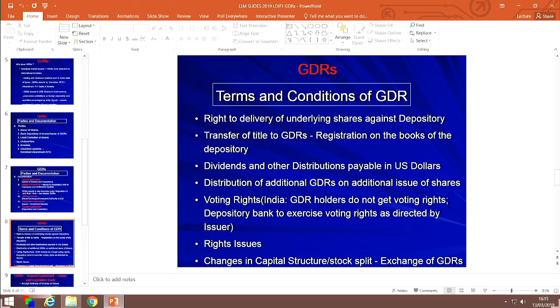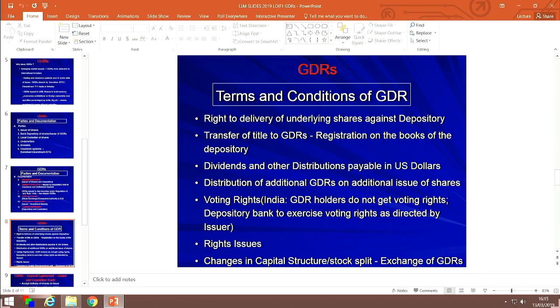We'll talk about how that happens, because obviously somebody has got to convert the local currency dividend distribution or capital distribution into US dollars, and that somebody, to preempt the question, is the bank depository. It is subject to an obligation to convert from one currency to the next. There's also a right to distributions of additional GDRs if the issuer makes additional deposits of shares. Because we talked about the issuer putting on deposit shares on day one and GDRs being issued to represent those shares into the hands of GDR investors.